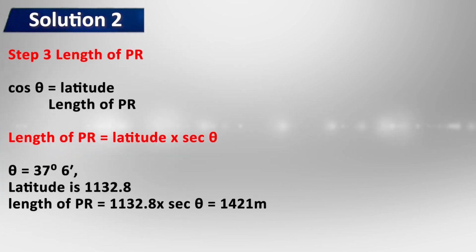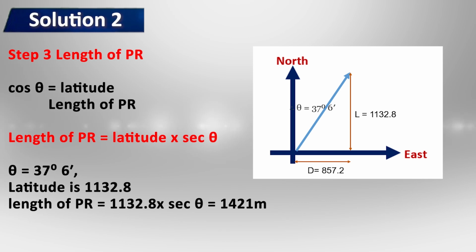Now to calculate the length of PR, we can use a trigonometric equation. Refer to the figure being shown on the screen. Cos theta is equal to base upon hypotenuse. So cos theta would be equal to the latitude divided by the length of PR. We can cross multiply the terms, and we get the length PR is equal to latitude upon cos theta, and we know that 1 by cos theta we can write as sec theta. So directly you can use this formula: the length of line PR is equal to latitude into sec theta.